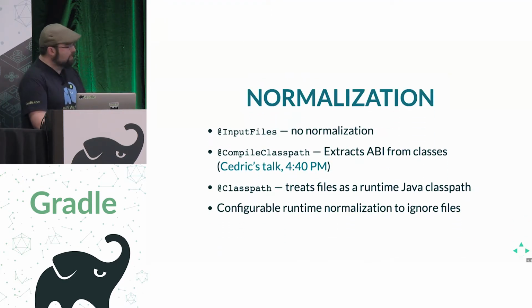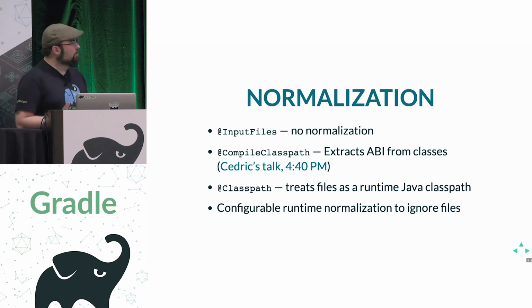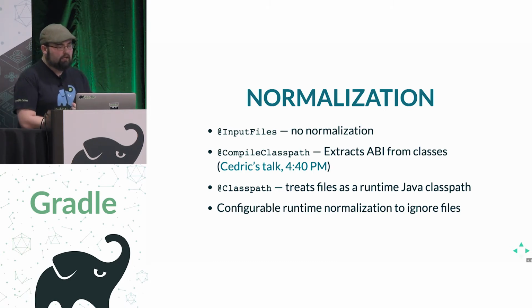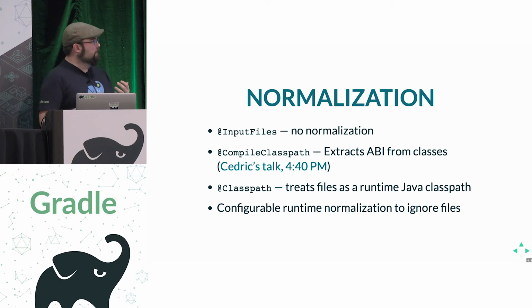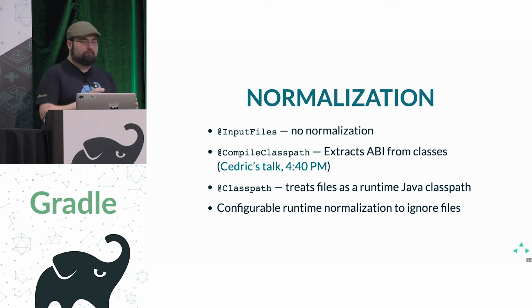One of the tools that Gradle provides for handling all the different things that you can run into with cacheable tasks is this idea of normalization. There are certain situations where we know that two things that are different byte-wise are actually the same when you look deeper into them.